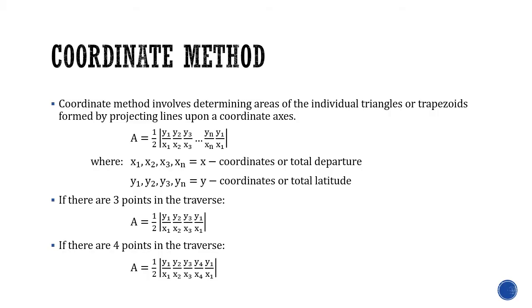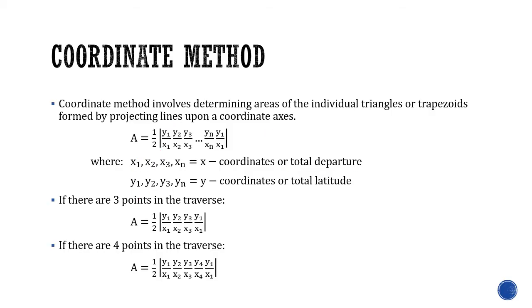So, kapag coordinate method, basically class, kailangan mo lang i-set up itong equation na ito. Yung mga x, x sub 1, x sub 2, x sub 3, those are the coordinates. X coordinates or total departure. Y naman, y coordinates or the total latitude. Kailangan mo lang i-substitute dito. So x1 is the x-coordinate of point 1, y1, y-coordinate of point 1, x2, x-coordinate of point 2, y2, y-coordinate of point 2, diba? And so on and so forth.